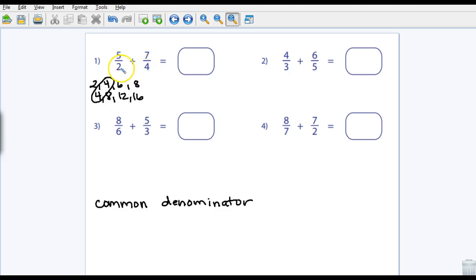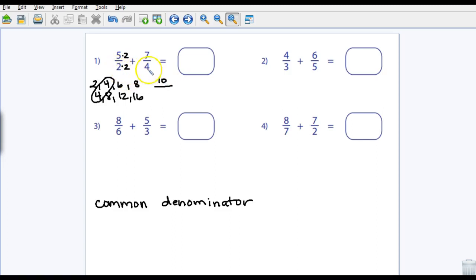But this one I do need to change. So what am I going to multiply 2 by to make it 4? I have to multiply by 2. But I have to keep this balanced, okay, because I'm really multiplying by 2 over 2, which is 1, right? So I want to keep it the same. 5 times 2 becomes what?